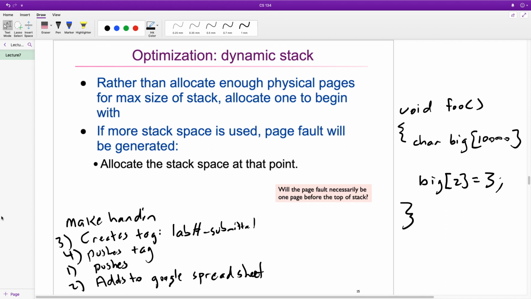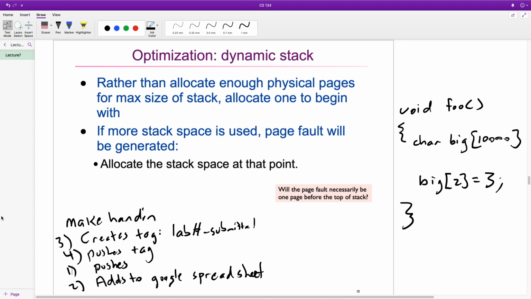The other thing it does is a git push. In this order, it adds to a Google spreadsheet of mine, which gives me some confirmation that you're actually running. This uses If This Then That, so just your name, the commit ID, and so on. So it pushes to the Google spreadsheet, creates a tag, lab whatever, hyphen or underscore submittal, one or the other, and then pushes that tag to GitHub.